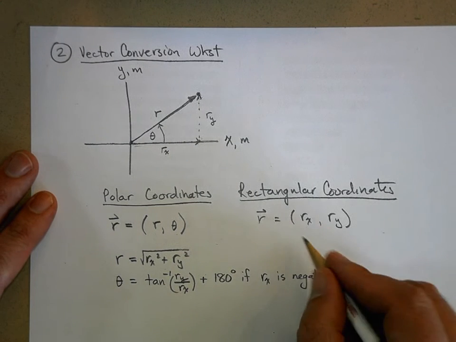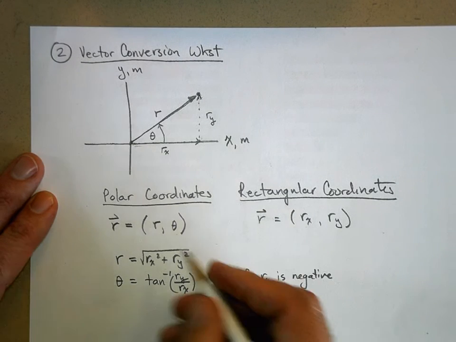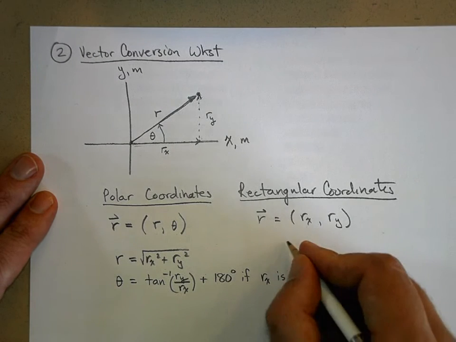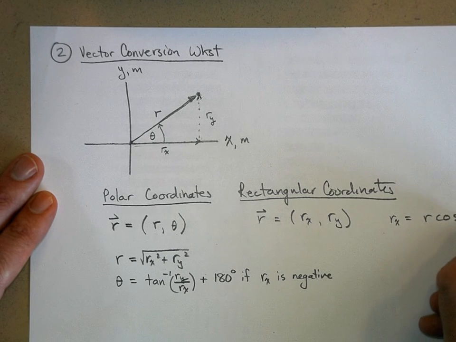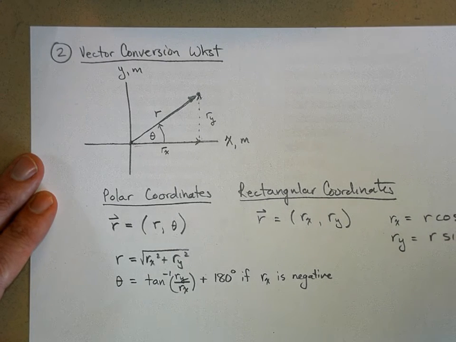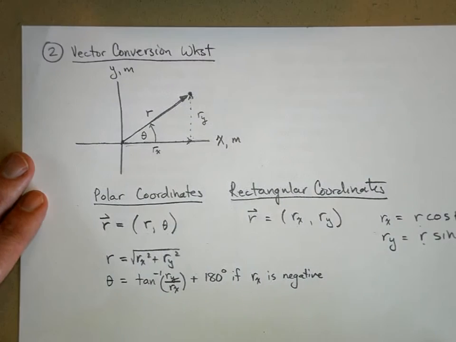Now, for rectangular coordinates, it's pretty easy. If you're given r and theta and you want to find Rx, you just say Rx is equal to r cosine theta, and Ry is equal to r sine theta. And there are no tricks or anything to worry about here. You just plug in the angle that's given, operate cosine on the angle and multiply it by r, and you've got r sub x. R sub y is r times sine theta.